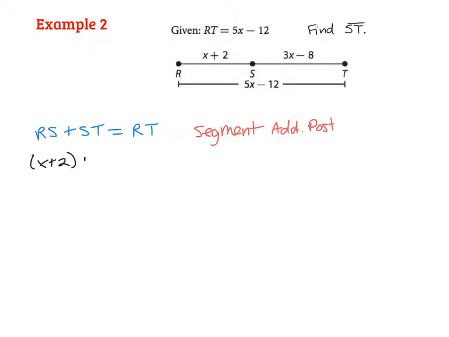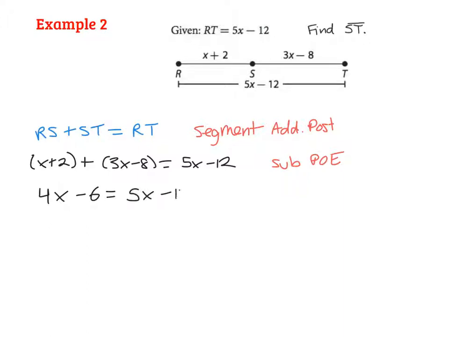And now I'm going to substitute what I know. So x plus 2 plus 3x minus 8 equals 5x minus 12. And that would be the substitution property of equality. And now I can combine like terms. So x plus 3x is 4x. 2 minus 8 is negative 6. Equals 5x minus 12. So we can say combine like terms.